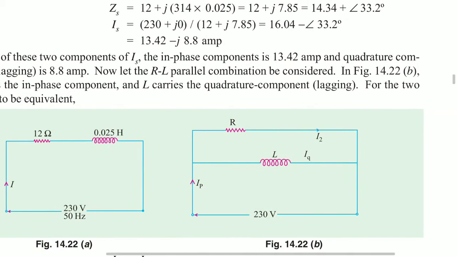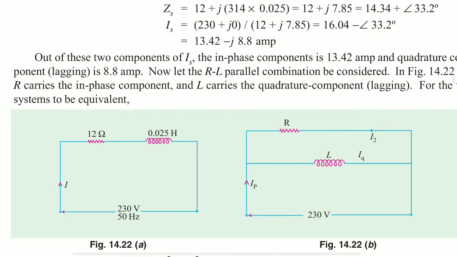The quadrature component, lagging, is 8.8 amps. That means the inductor current is 8.8 amps. So from this current Is, we immediately get the solution. The current Is is divided into an active component of current and a reactive component of current.